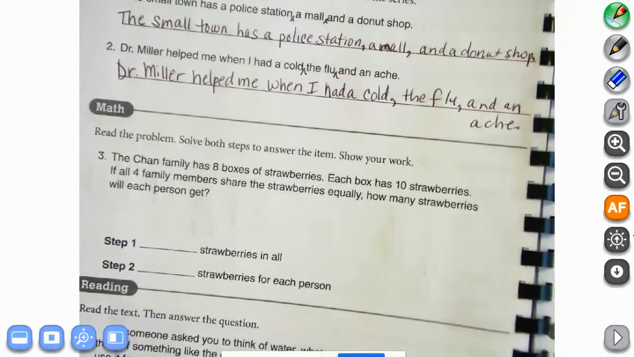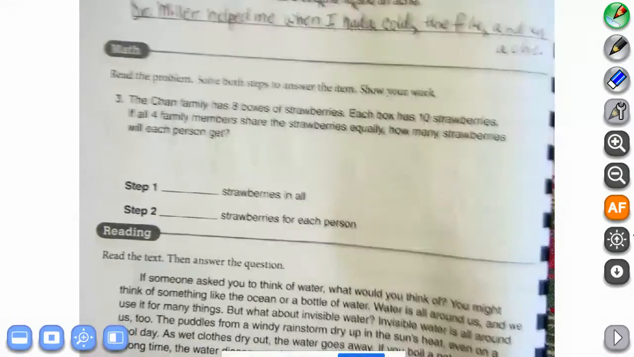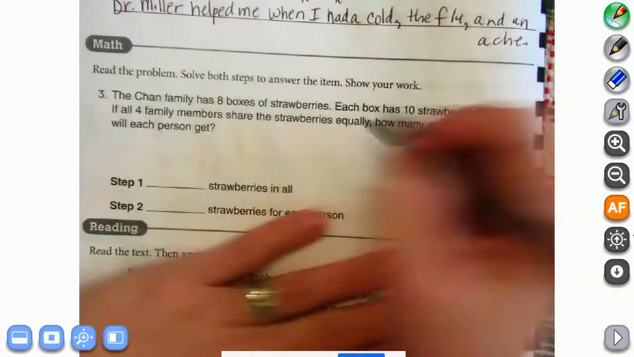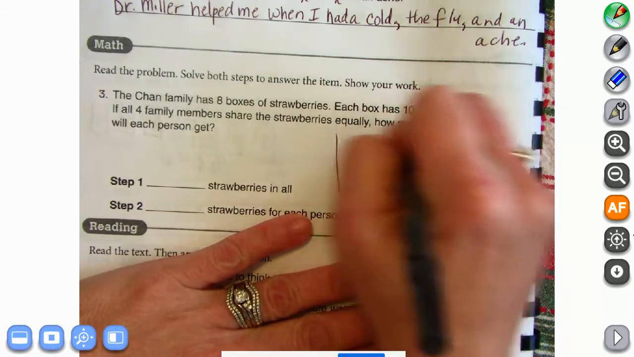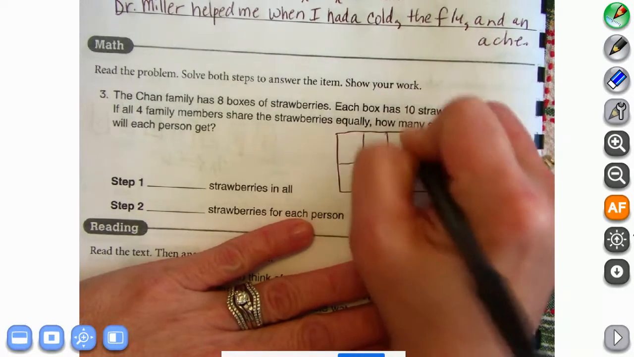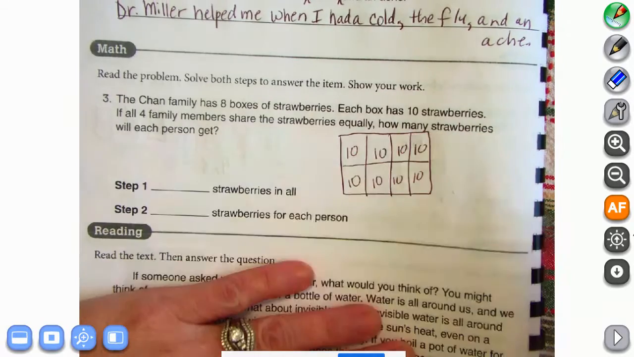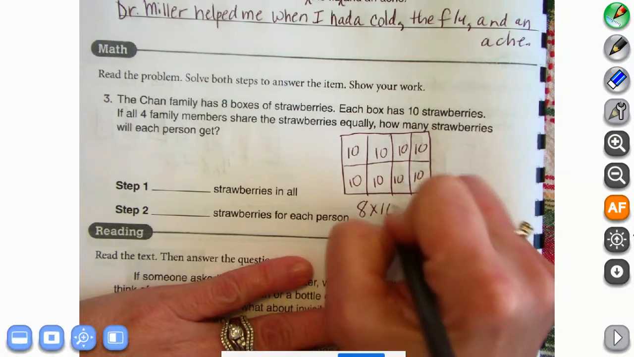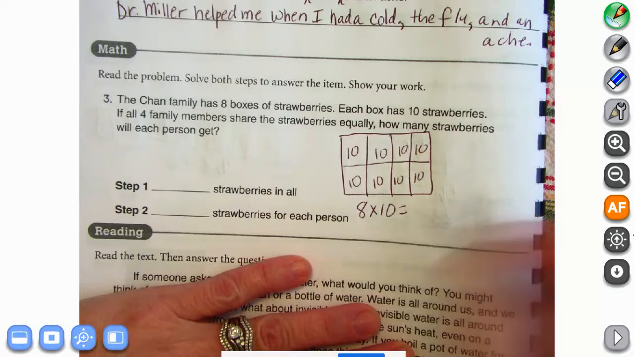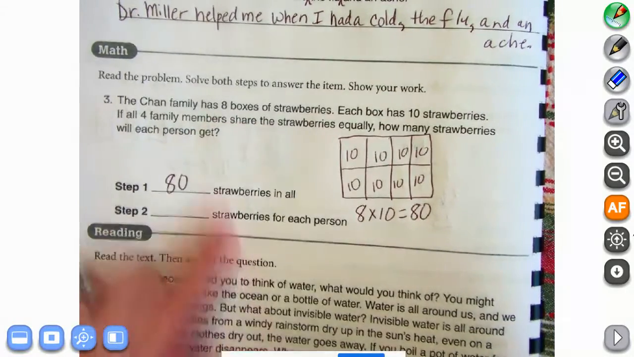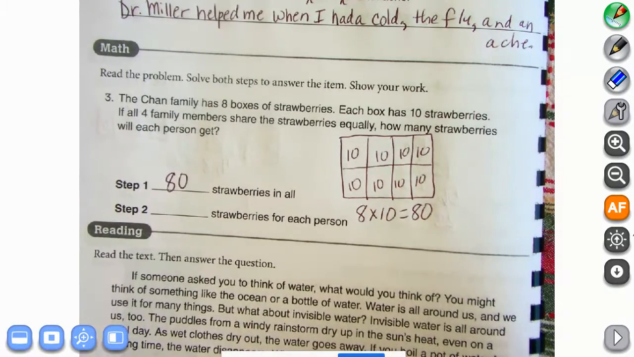All right, we are on to problem three for math. It says, read the problem, solve both steps to answer the item, show your work. The Chan family has 8 boxes of strawberries. Each box has 10 strawberries. If all 4 family members share the strawberries equally, how many strawberries will each person get? Okay, so when you think about it, they have 8 boxes, and there's 10 in each one, right? 10 strawberries. So we basically have 8 groups of 10. So how many strawberries do we have all together? 8 groups of 10 is 80.